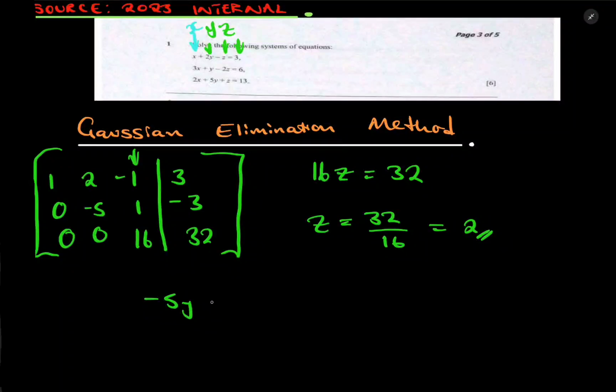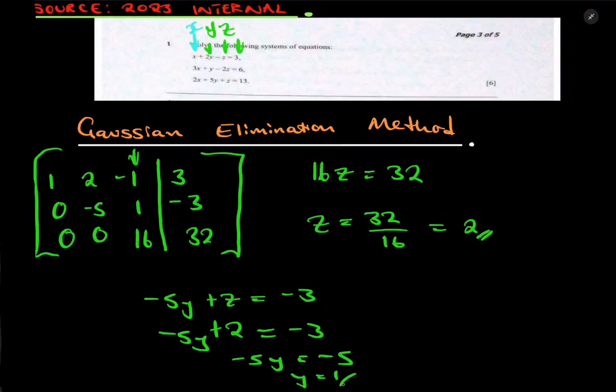While z there, then here we're going to have plus z is equal to negative 3. When you put your y there, you're going to get a 2. Negative 5y is equal to negative 3. And this one and that will give us a 5, a negative 5. And this is equal to 1. So y is equal to 2, z is equal to 1.